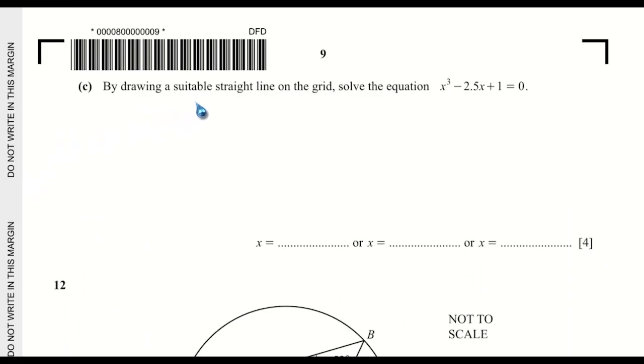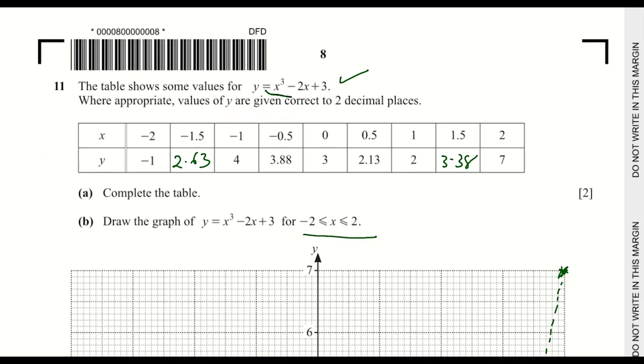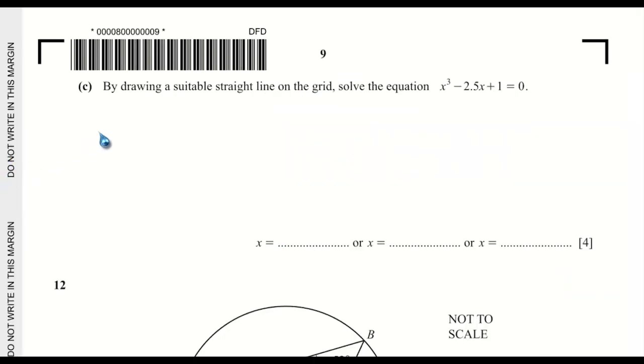So part C, by drawing a suitable straight line on the grid, solve the equation x to the power of 3 minus 2.5x plus 1 equals 0. The first thing we need to do is write this equation in this form, so that will help us to draw a suitable straight line. So we need to write this in the form of x to the power of 3 minus 2x plus 3.